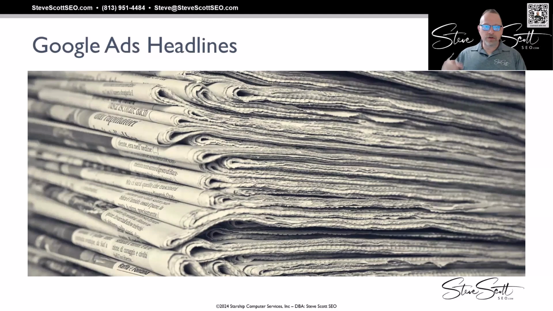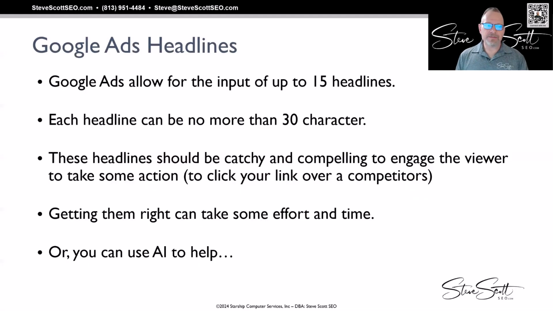Let's talk about Google Ads headlines, all right? So Google Ads allow for the input in their RSAs of up to 15 headlines. And by having multiple headlines, it allows Google to try different iterations of these headlines to see which ones work best. Each headline, though, can be no more than 30 characters.